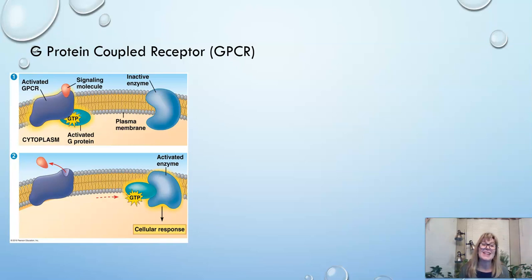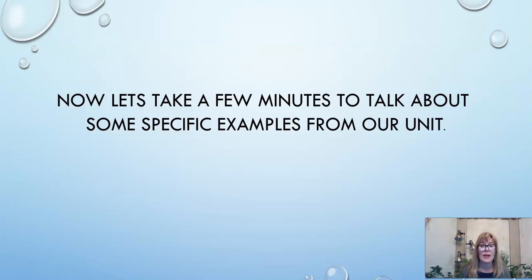So another one is a G protein coupled receptor, which activates when the ligand is received, it activates the GTP and then initiates a cellular response. Now, let's do some specific examples that are specific to us.